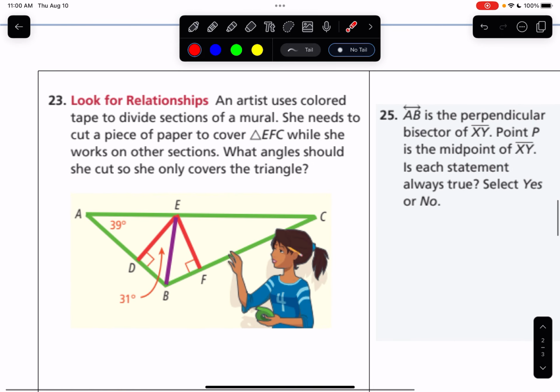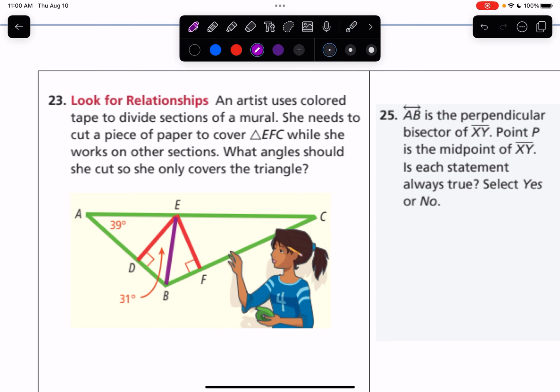Number 23, an artist uses colored tape to divide sections of a mural. She needs to cut a piece of paper to cover triangle EFC while she works on other sections. What angle should she cut so she only covers the triangle? It's a weirdly worded question, and so I wanted to highlight the triangle that we're talking about. Of course, EFC is over here. So we want the angles for triangle EFC. That's what we're looking for here. We're trying to find the angles for triangle EFC.